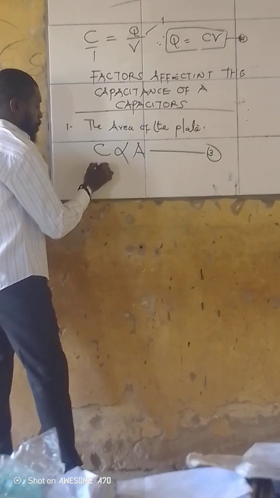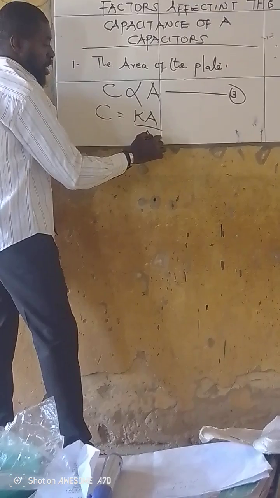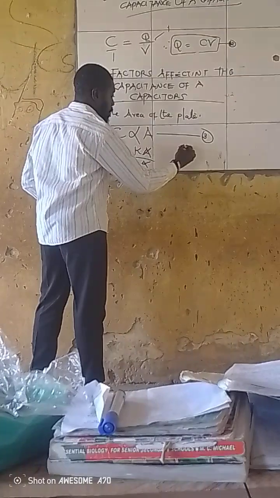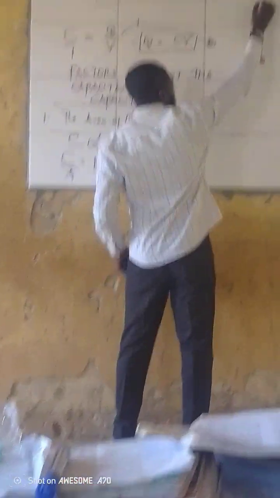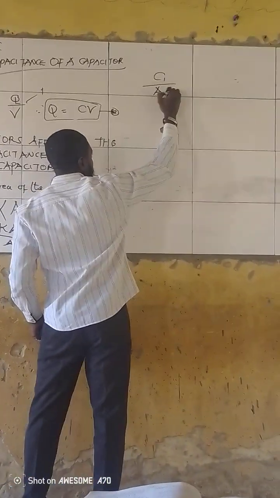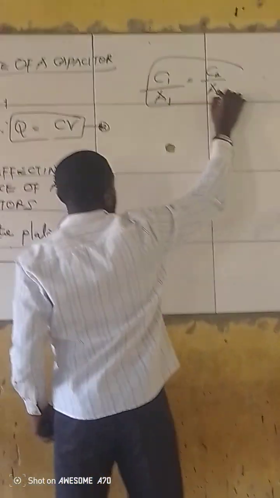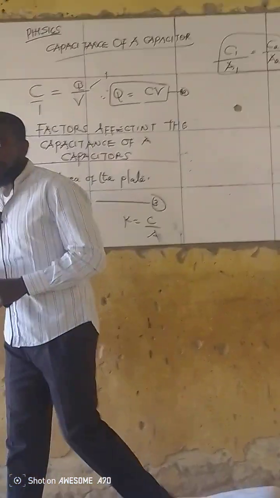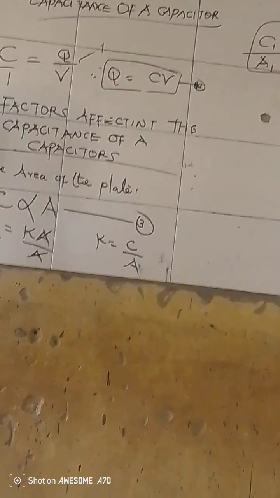So my C is equal to KA. If I divide both sides by A, this cancels this. My K is equal to C over A. At this point, I have C1 over A1 equals C2 over A2. You box this formula. This is now equation 4. Write that quickly. Equation 4.